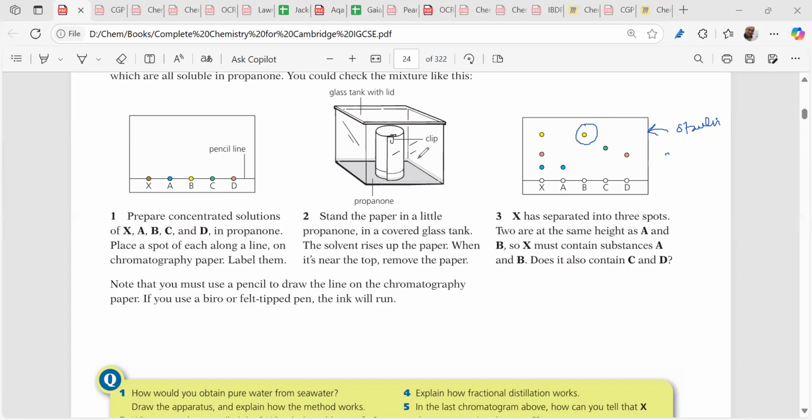So both the important things you have to understand: the affinity, or the intermolecular forces of attraction, that's very important for us to understand, right? The differential between the attraction will be leading to one solute going higher, one solute going lower, right?